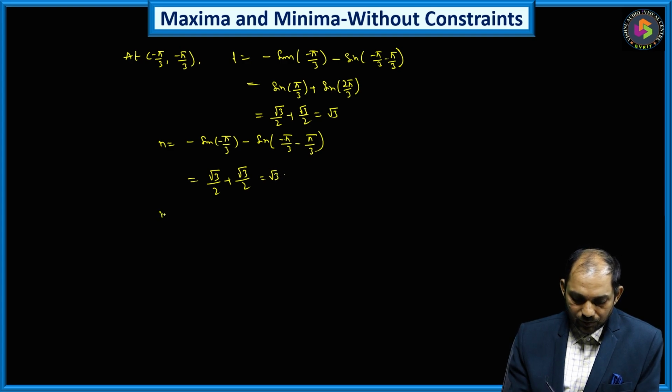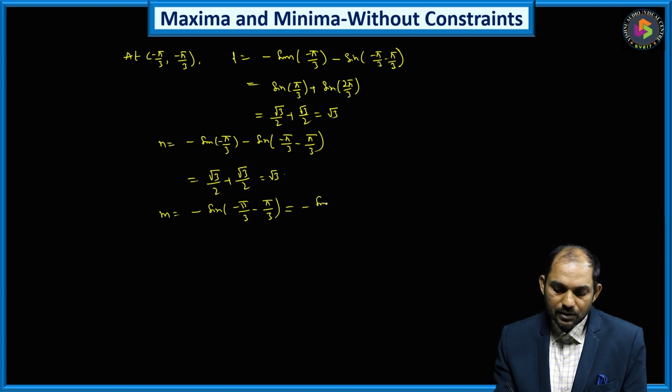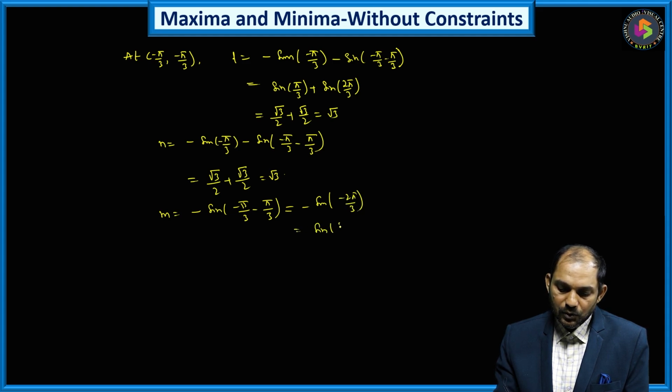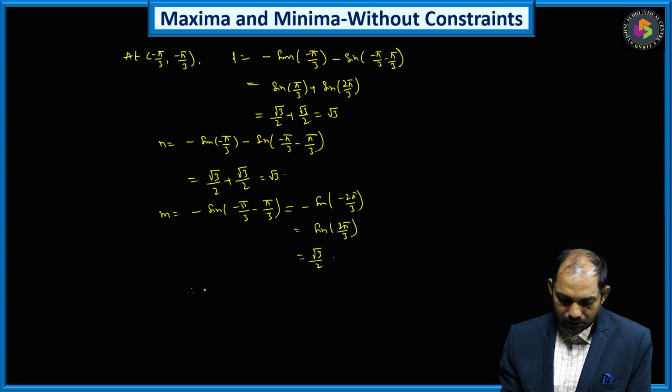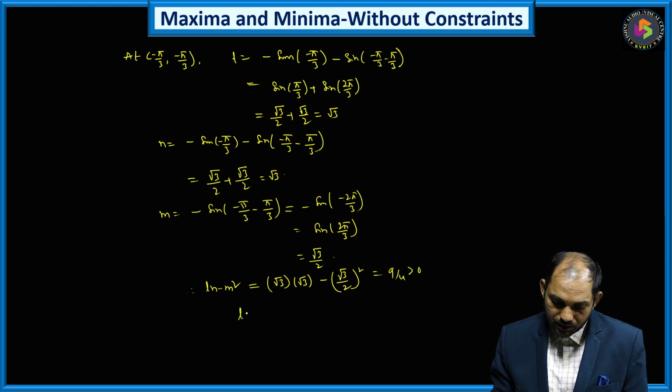So after computing L and N, next the M value: minus sin of minus pi by 3 and minus pi by 3. In total it is sin of minus, minus sin 2 pi by 3. This is given by sin 2 pi by 3 and it is also equal to root 3 by 2. Now let us check this sign of ln minus m square. It is given by root 3 times root 3 minus root 3 by 2 whole square. With the same argument you are going to have 9 by 4, it is greater than 0. And L is given by root 3, it is greater than 0.